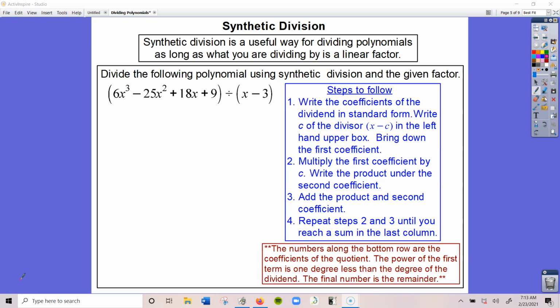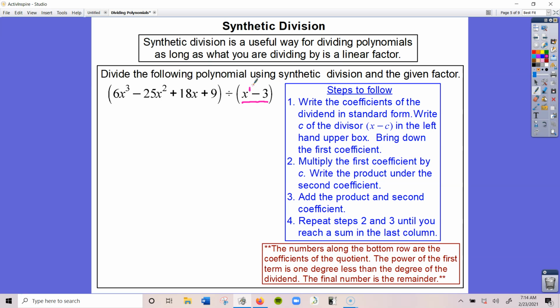However, it only works when you are dividing by a linear factor. What that means is that what you're dividing by, which is the x minus 3, is linear. When something is linear, that means the highest exponent of x is just 1, which is exactly what we see here, because even though we don't see an exponent, there's kind of an invisible 1 there.